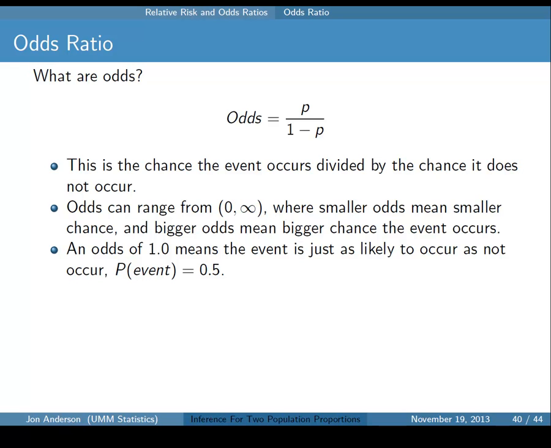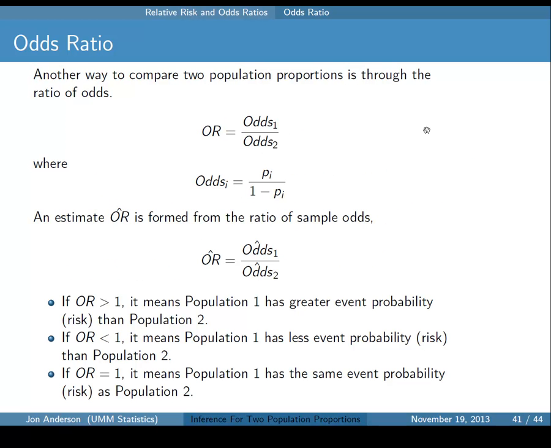A very, very likely event would have a chance p of about 1, so the numerator would be about 1, and the denominator would start to get closer and closer to 0. That would mean you're starting to divide by something that's near 0, and the odds are exploding off to almost infinite odds. So bigger chance means odds is bigger. Smaller chance means odds are nearer to 0. And that's the idea of odds.